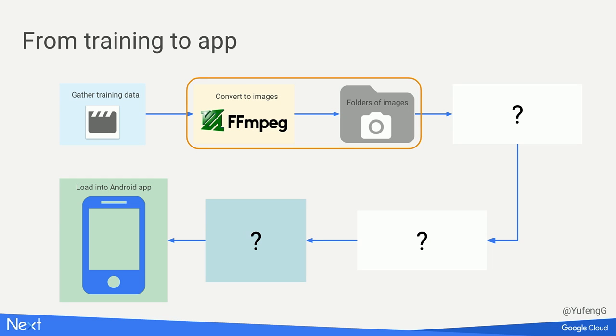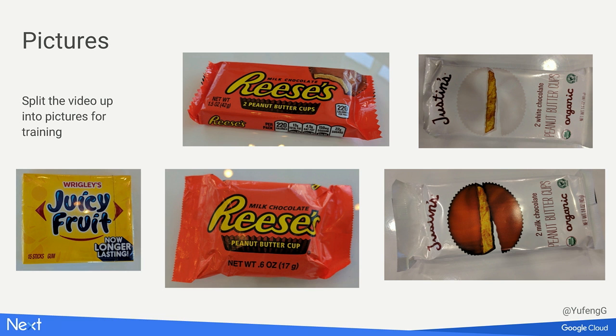So I just use ffmpeg. It's literally a command line tool. Just copy paste that command line in, replace the file name, and put it in the folder. Name the folder, in this case, Justin's milk chocolate, and make another one for Justin's white chocolate, make one for Juicy Fruit. And what you get are these pictures, right? There's no surprises there.